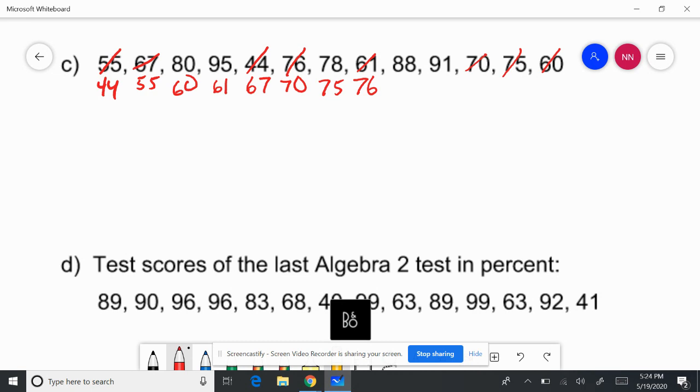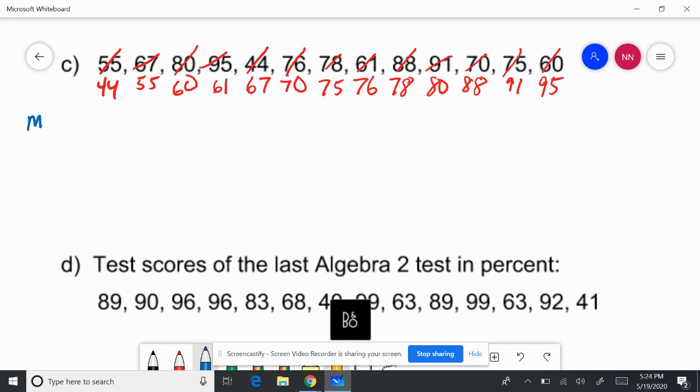We have 78 and 80. Then what we have is 88 and then 91 and 95. So we have our numbers in order. The next thing that we're going to do is our 5-number summary.